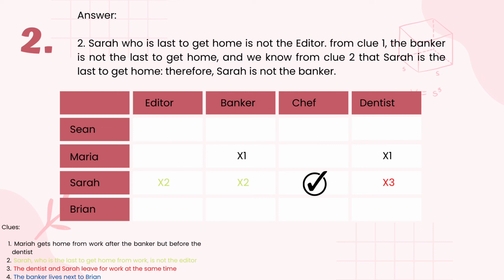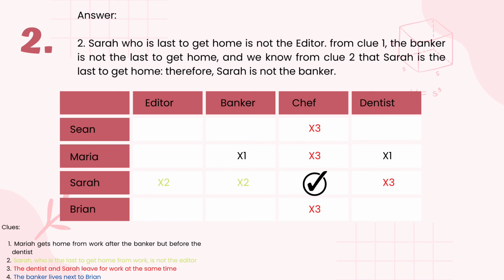If we go to our third clue, the dentist and Sarah leave for work at the same time, meaning that the dentist and Sarah are not the same, therefore making Sarah the chef. Now that we have concluded that Sarah is the chef, we will put X3 on all the names of the chef.